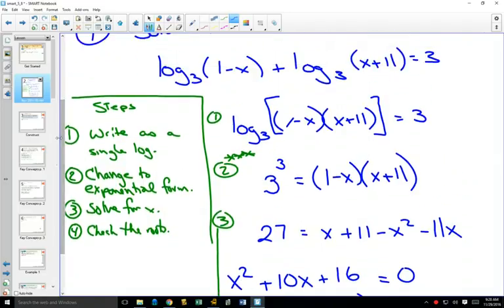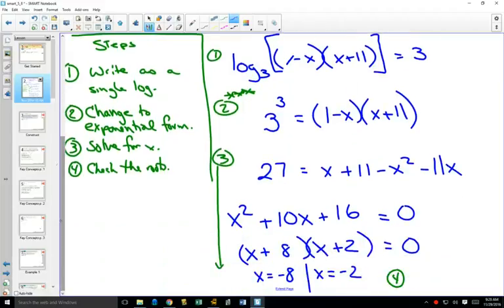So let's scroll back up to here. Let's think about negative 2 first. If I plug negative 2 into my first logarithm, I get a positive 3 in there. That's okay. If I plug negative 2 into here, I get a positive 9. That's okay. So I can actually say that even though it's a negative number, that one works.